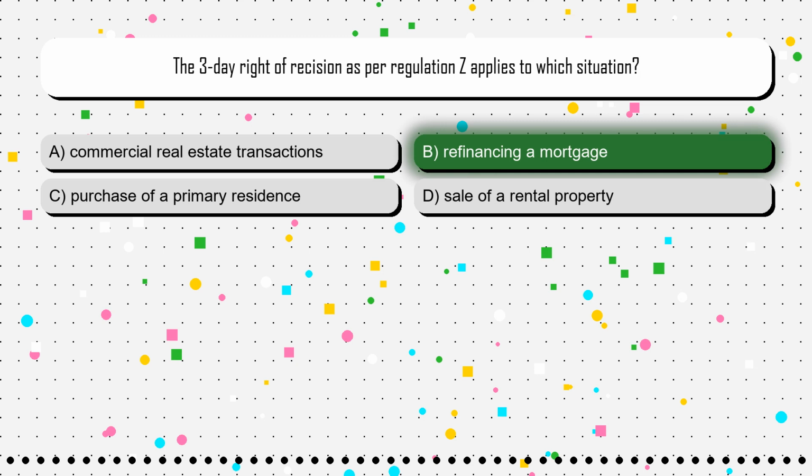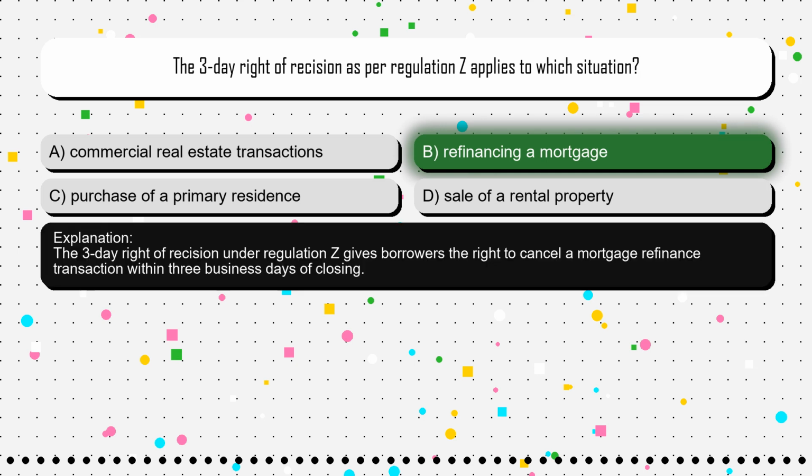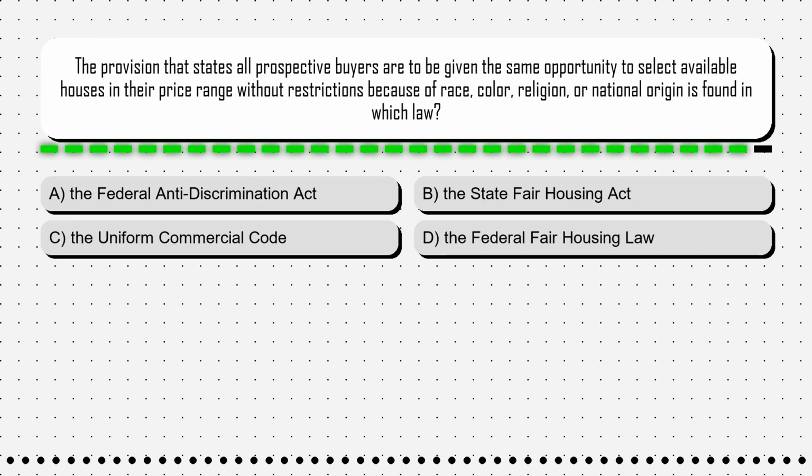The correct answer is option B, refinancing a mortgage. The 3-day right of rescission under Regulation Z gives borrowers the right to cancel a mortgage refinance transaction within 3 business days of closing.